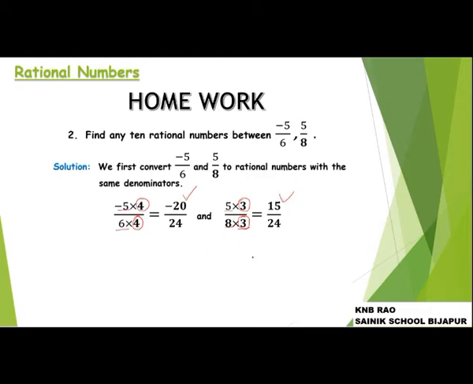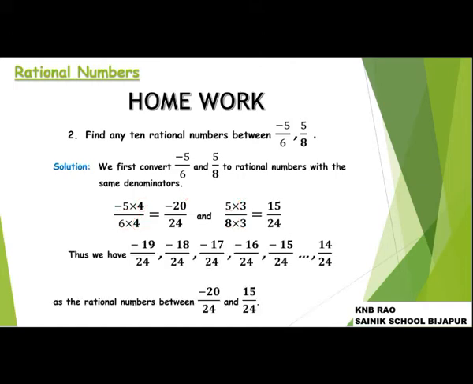Now we have got between -20/24 and 15/24 so many rational numbers. They are -19/24, -18/24, -17/24, and so on up to 14/24, lying between -20/24 and 15/24. Now you can take any 10 out of them. You can write any 10.